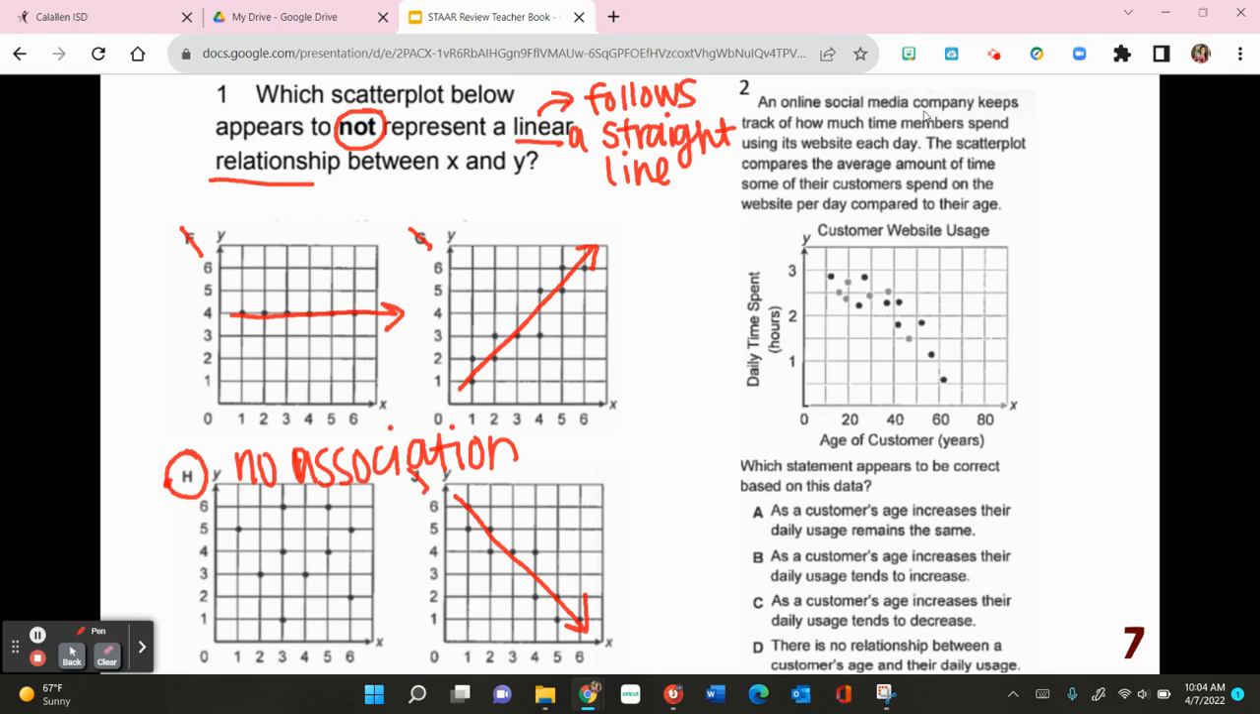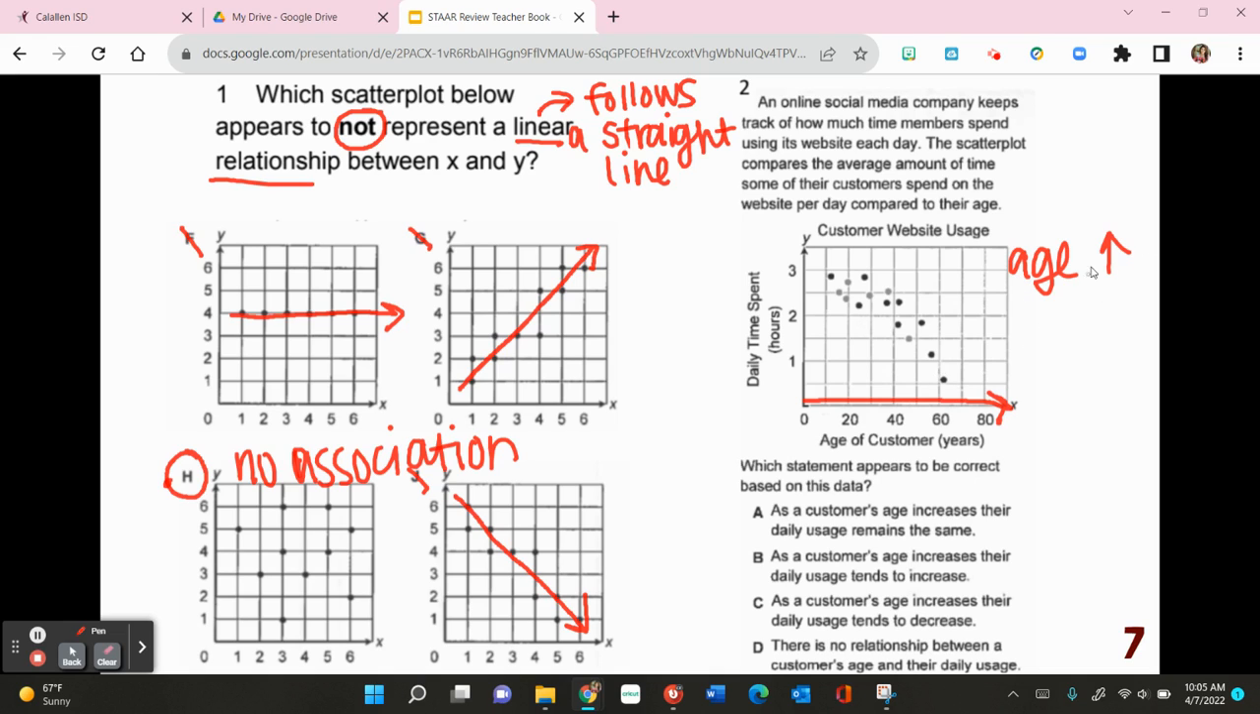Looking at number 2, it says an online social media company keeps track of how much time members spend using its website each day. The scatter plot compares the average amount of time some of their customers spend on the website per day compared to their age. Which statement appears to be correct based on this data? So here, as I see the age of our customers increase, so as they go from 0 to 80, their daily time spent, if you see here somebody in their 20s, the time they spend online on a website is almost 3 hours. But as we get to about age 60, it's less than half an hour.